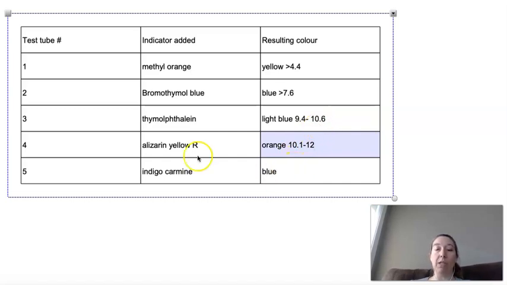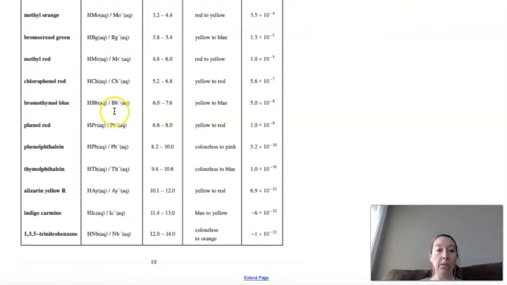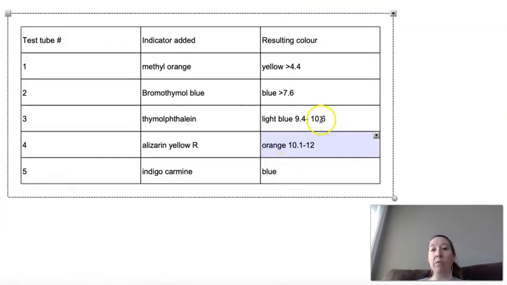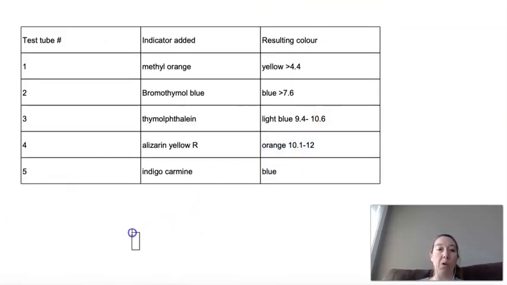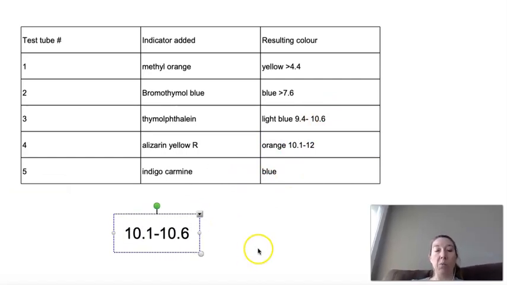We can check to see if the last one narrows it down any more. So indigo carmine is blue. Indigo carmine being blue just means it's less than 11.4. We've already narrowed it down to 10.1 to 10.6, so that doesn't narrow it down any more for us. So we're able to conclude that the pH of this solution is somewhere between 10.1 and 10.6, okay?